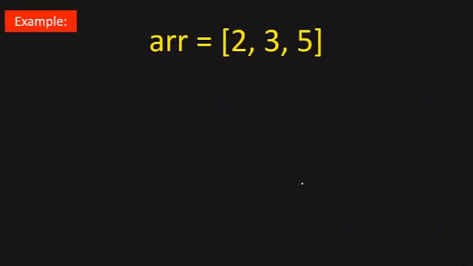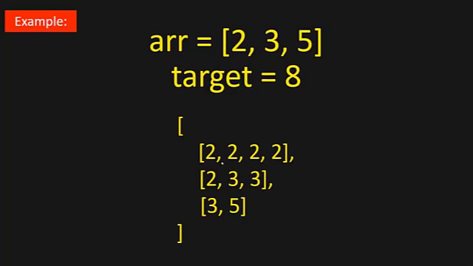If you are given array equals [2, 3, 5] and the target equals 8, now we have to generate combinations that add up to 8. We have 3 combinations for this array that add up to 8: 2 plus 2 plus 2 plus 2 equals 8, 2 plus 3 plus 3 equals 8, 3 plus 5 equals 8. These 3 combinations that add up to 8 we can generate from this array.